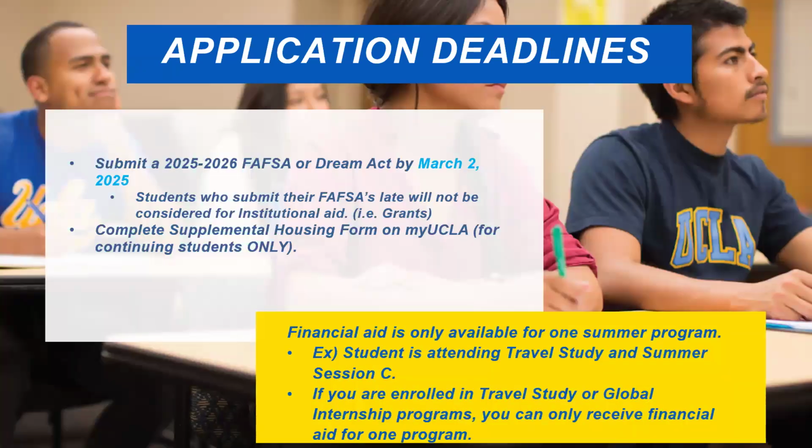As mentioned, you're going to want to submit the 25-26 FAFSA or DREAM Act application by the March 2nd deadline. Students who submit their FAFSA late will not be considered for institutional aid, such as grant funding. It's also important to complete the supplemental housing form on MyUCLA, and this is only for continuing students. Financial aid is available for one summer program only. For example, a student is attending travel study and summer session C. If you are enrolled in travel study or global internship programs, you can only receive financial aid for one program.